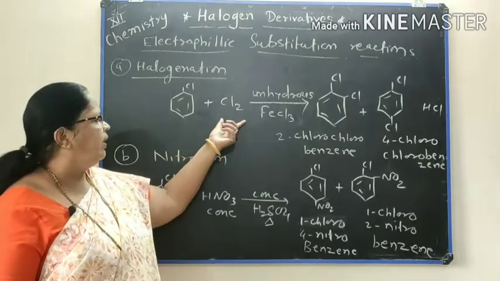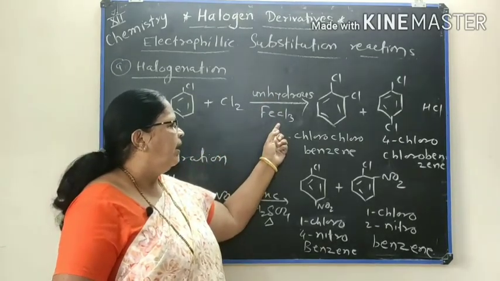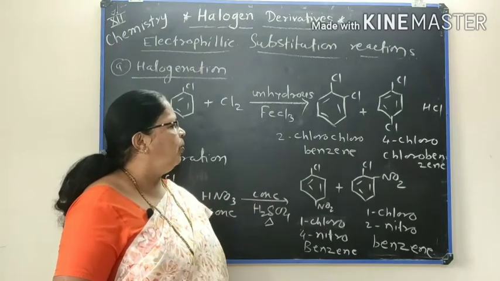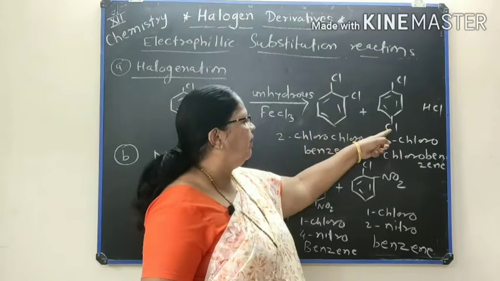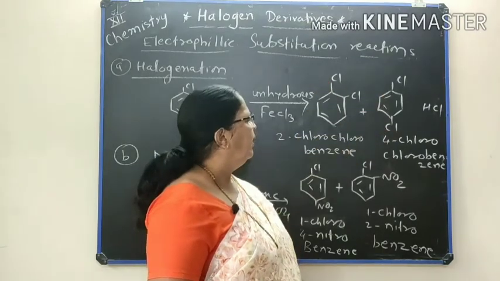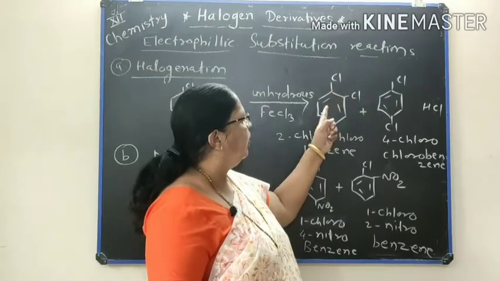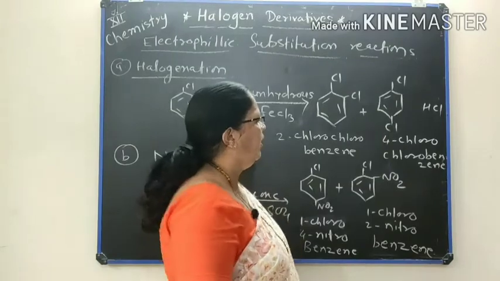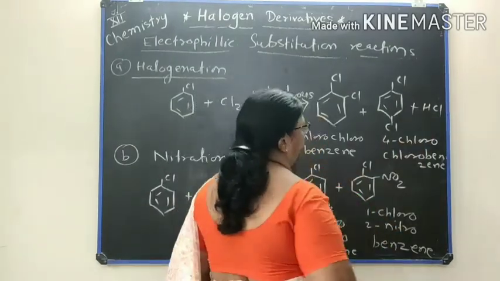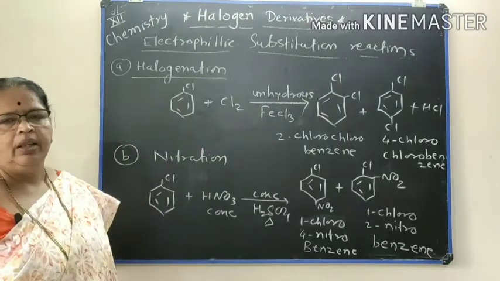Chlorobenzene is treated with chlorine in presence of anhydrous FeCl3, Lewis acid. It gives two products: 2-chlorobenzene and 4-chlorobenzene, also called 1,2-dichlorobenzene and 1,4-dichlorobenzene, with HCl.